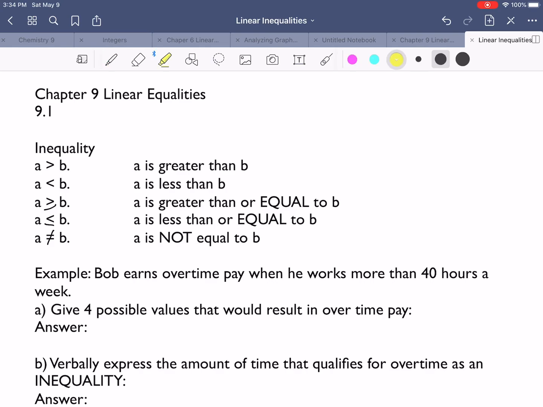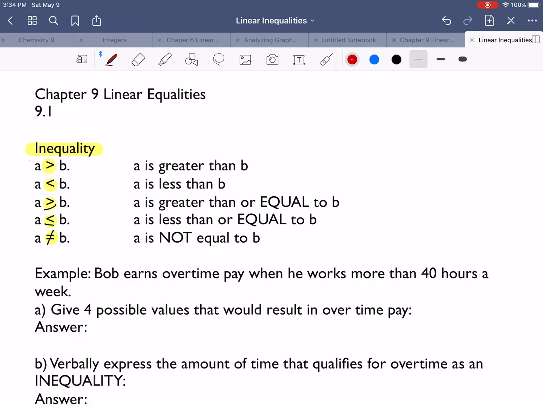The first thing that we're going to look at here is the word inequality. What that means is that you have greater than or less than signs in between your two variables. The most important thing about this unit is language, the English language, meaning that you have to interpret and understand what means greater than and what means less than.